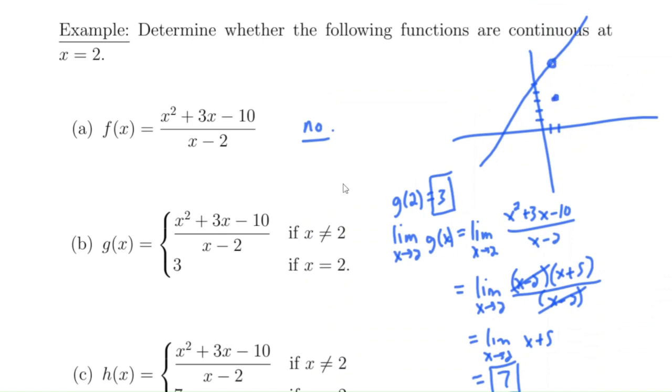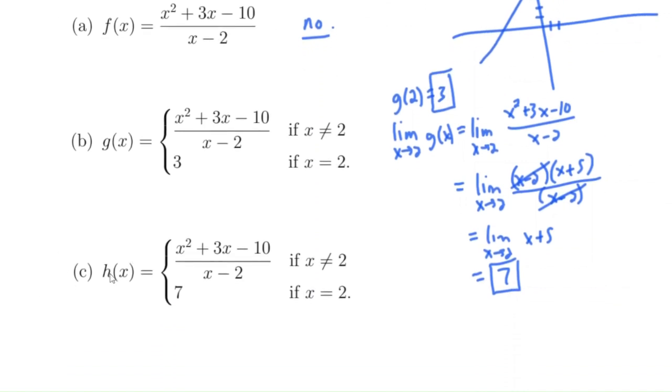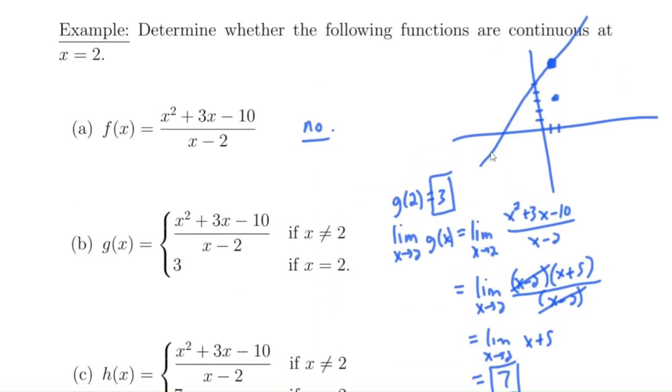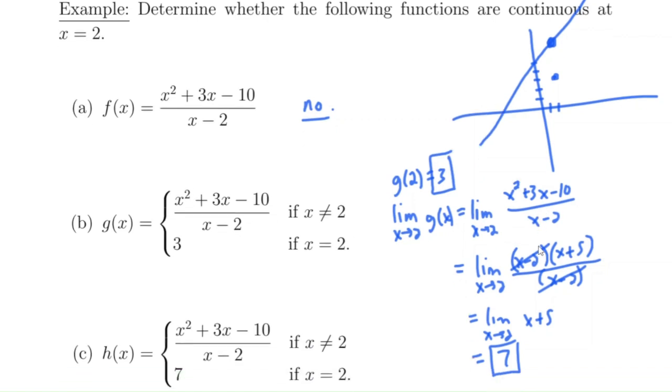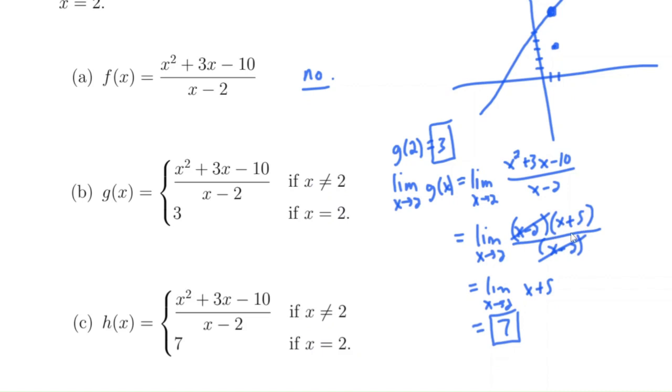Now, instead of defining it to be 3 there, g of 2 is 3, if we had defined it to be 7, okay, g of 2 is 7, this point, instead of being down here, would be filling in that hole right there. Okay, and then it would be continuous. In fact, that's exactly what we have in part C. Now, I called it h, but notice it's the same function, only I defined it to be 7 at x equals 2. So here's our function x plus 5, which is really just this when x is not 2, right? When we factored it, we got this, and we cancel those factors, we get x plus 5.